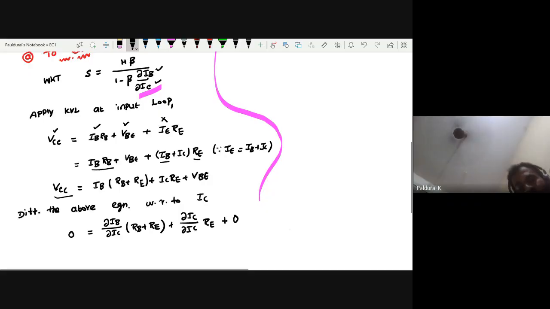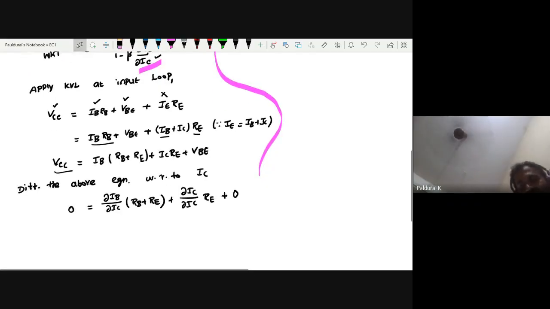Okay, so what is this? The change in IC with respect to IC becomes 1. I'm looking for the change in IB with respect to IC. So you will get minus RE divided by RB plus RE. Very important, right?